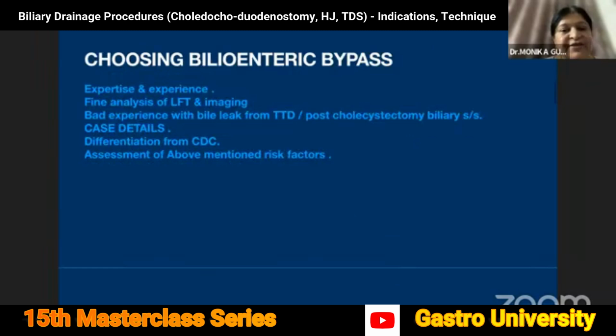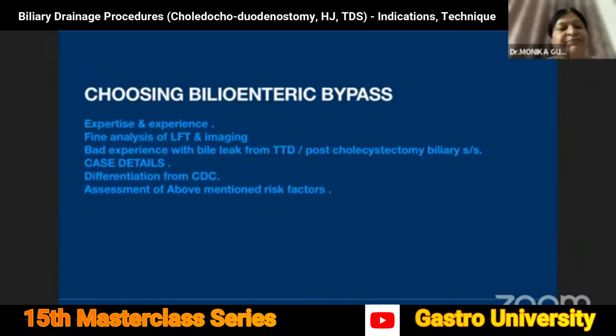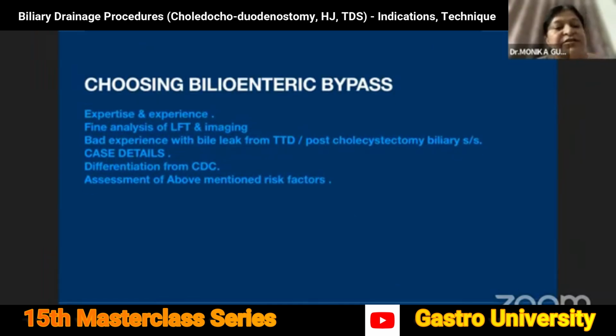Choosing bilioenteric bypass is difficult these days because traditional teaching of bilioenteric bypass is done very little in the current training programs, because of the availability and vast use of ERCP. More CBD stones are not coming now. Obviously, choledochoduodenostomy and choledochojejunostomy type bypass procedures for stones are not done as much. So one needs to have expertise and experience about doing it or seeing them.